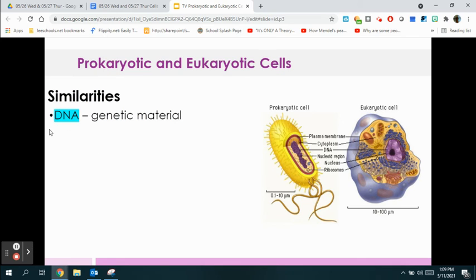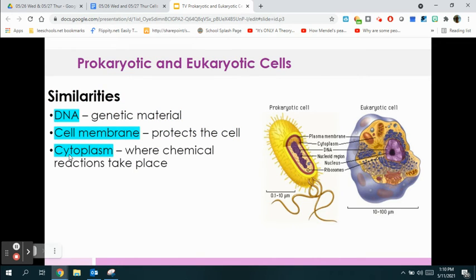Similarities. They both have DNA, which is the genetic material. They both have a cell membrane, which protects the cell. They both have cytoplasm, where chemical reactions take place. It's like a jelly-like substance in the cell. They both have ribosomes, and ribosomes make proteins.